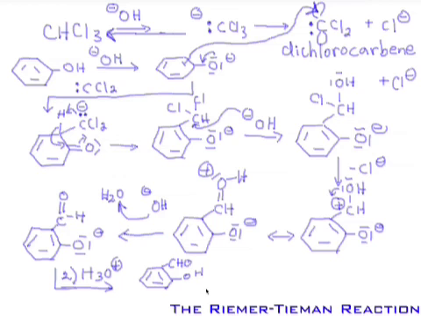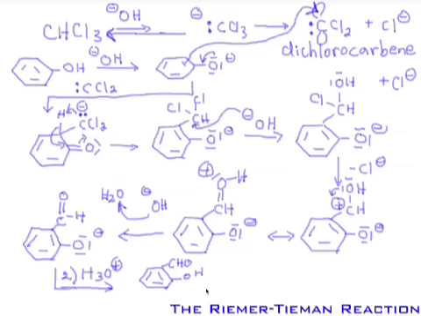So the Reimer-Tiemann reaction utilized a carbene to make a salicylaldehyde. Carbenes were used in alkenes to make cyclopropanes. This is the second time we've seen them. Make sure you don't forget this reaction.